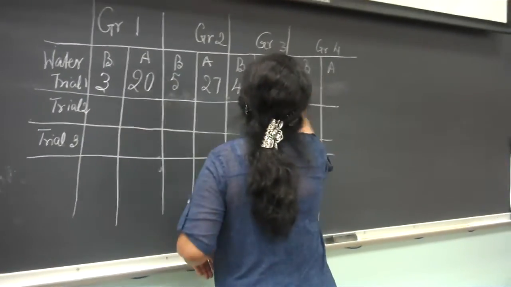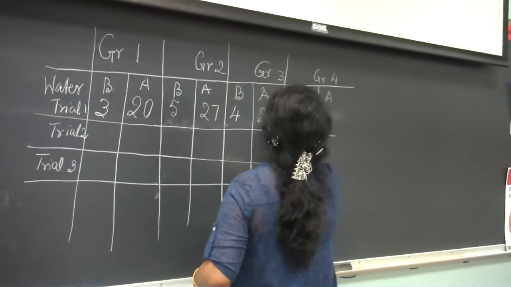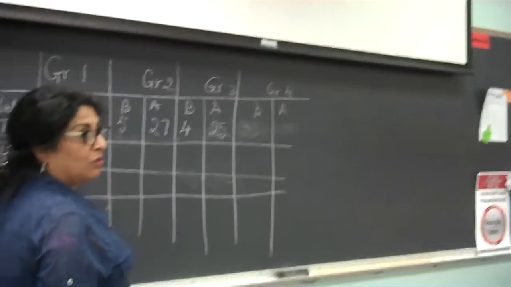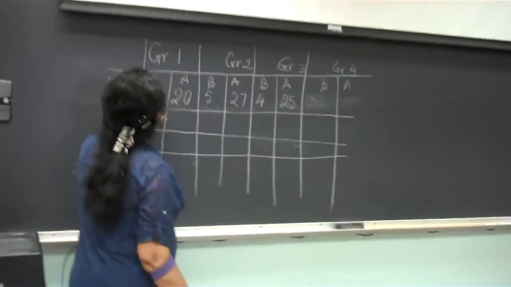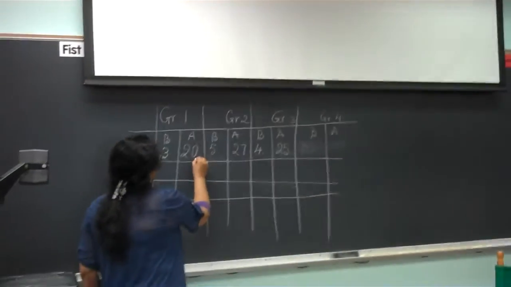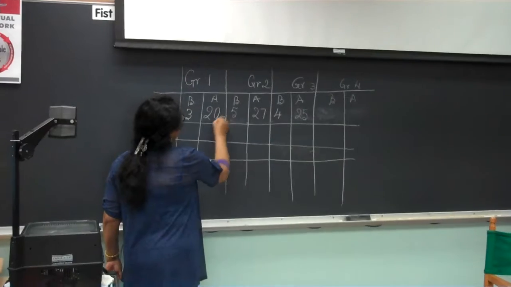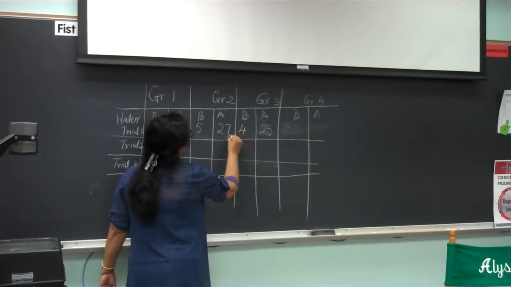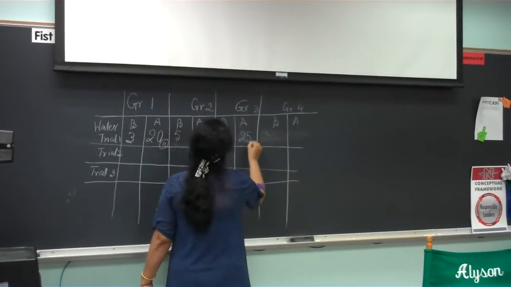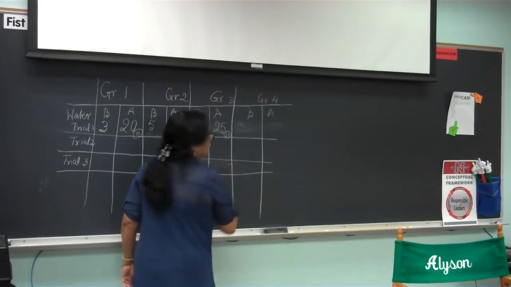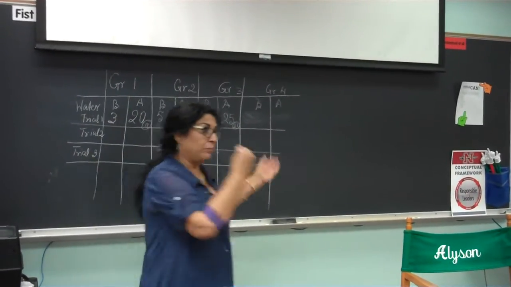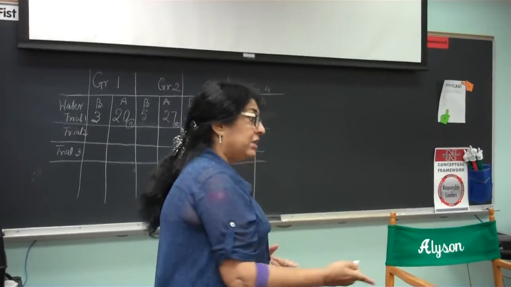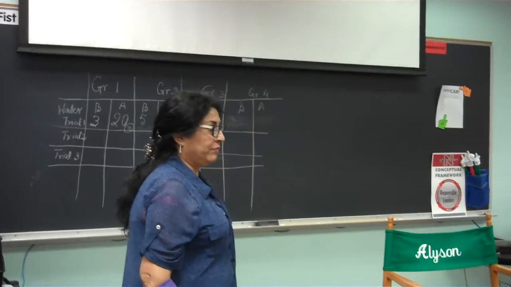Okay, you can see that your prediction was 3, and there is a difference of 17 drops. There is a difference of 22 drops. There is a difference of 21 drops. Did you see that in the prediction? Now, if you are going to do it again, what will be your prediction?